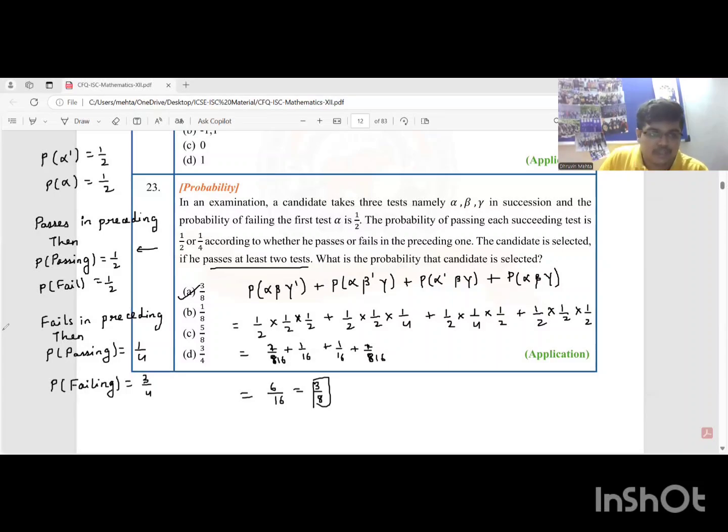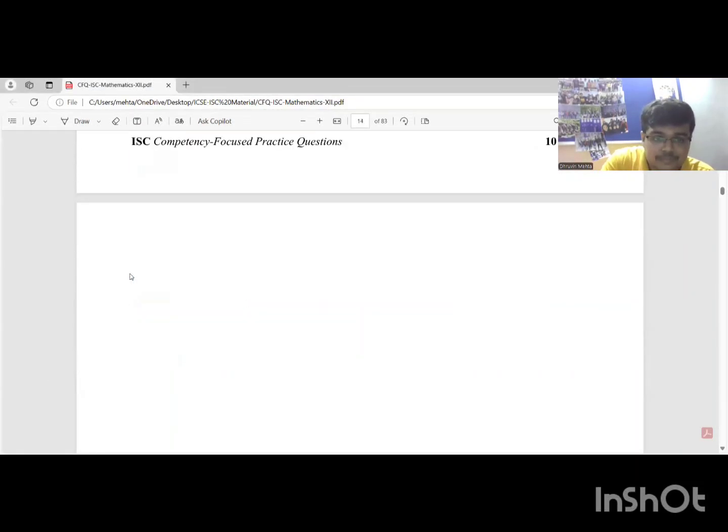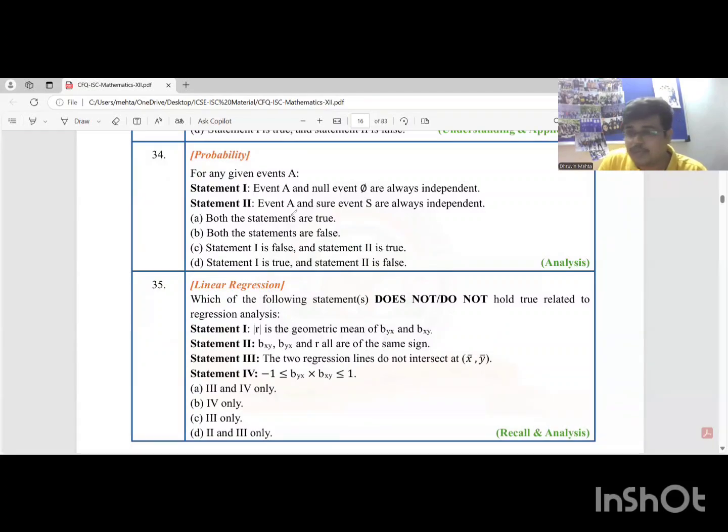Further students, we'll proceed to question 34. Question 34 students is super easy provided you remember what are independent events and the formula for that. They're saying event A and null event are always independent events. Let us check the formula. What is the formula for independent events? That P of A intersection B is equal to P of A into P of B.